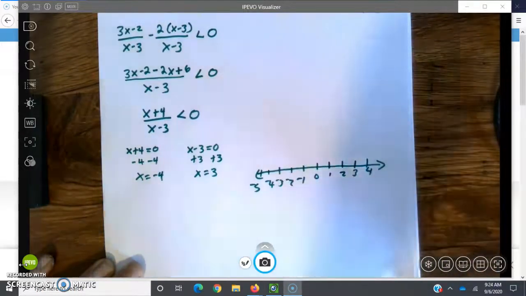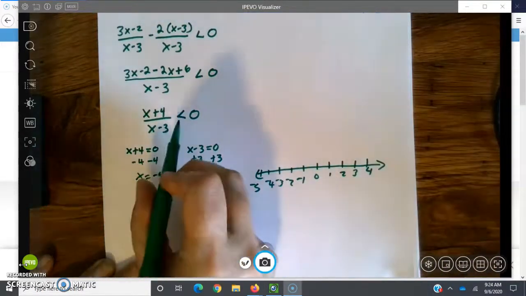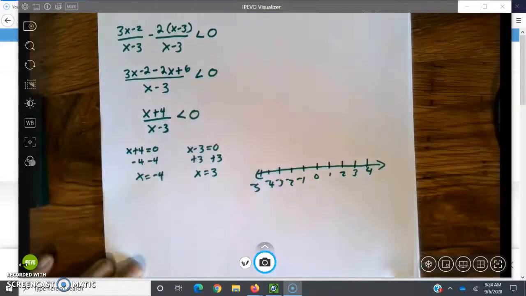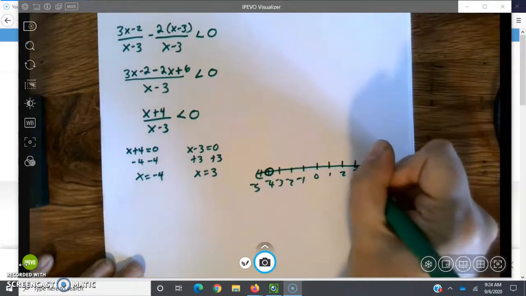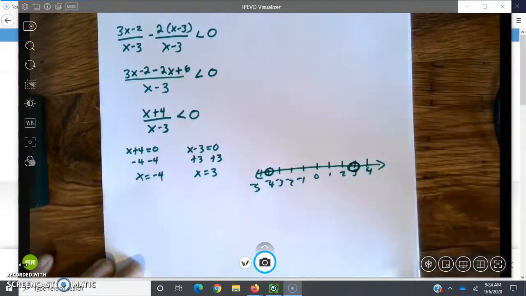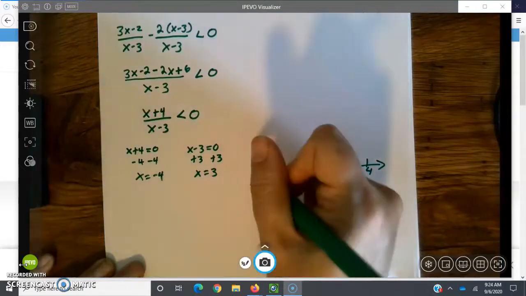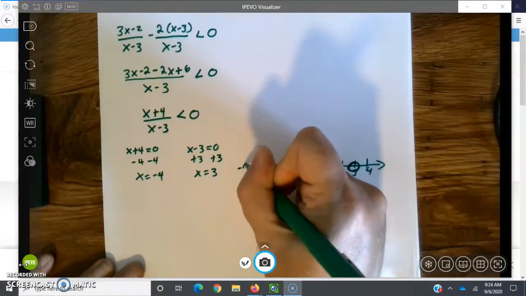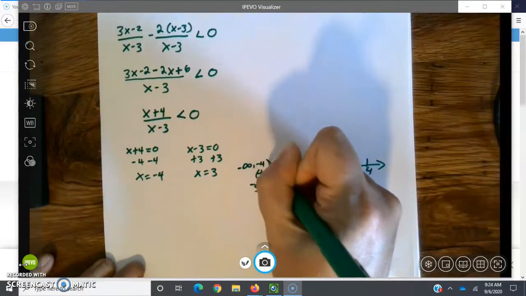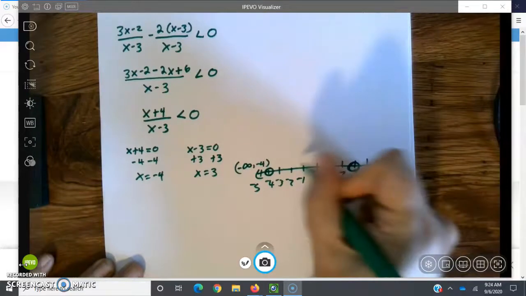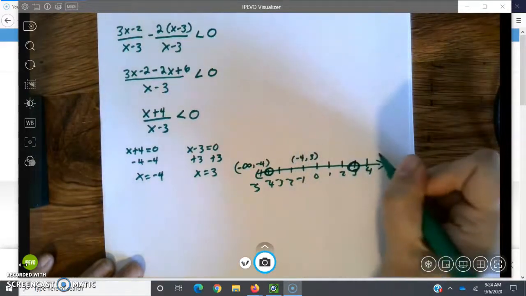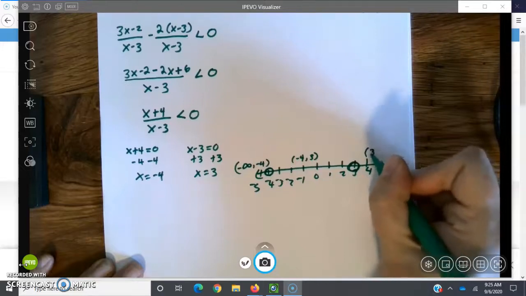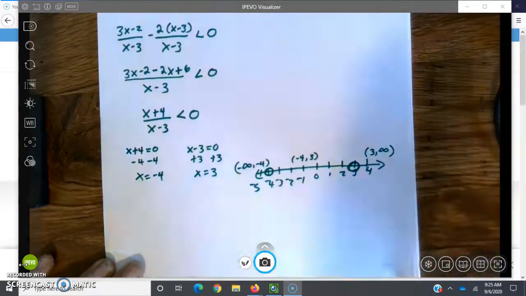So at negative 4, we're going to use open circles because there's not an equal sign. It's just strictly less than. So open circle on negative 4, open circle on positive 3. So now that breaks our number line into 3 regions. We have this region over here, which is negative infinity to negative 4. We have the region in the middle, which is negative 4 to 3. And we have the region to the right of here, which is 3 to infinity.